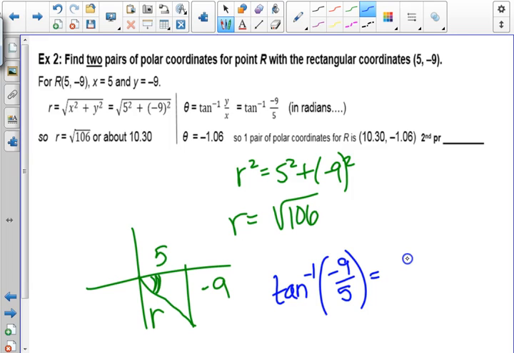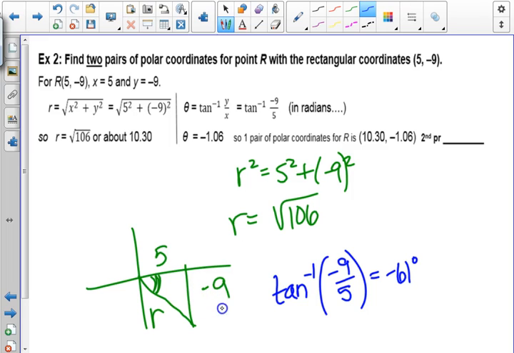Whoa. I forgot the inverse and got a really weird answer. Anybody get about negative 61? I'm just going to call it negative 61 degrees. Is that okay? All right. Now, is negative 61 in the right quadrant? Negative 61 is in the correct quadrant, right?